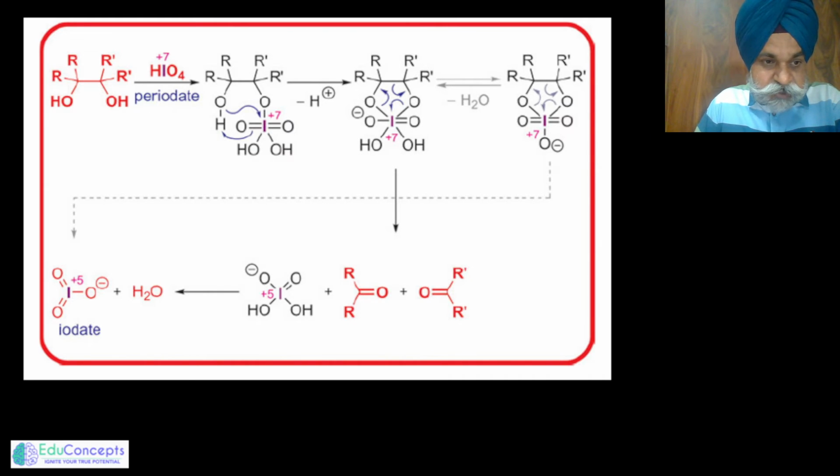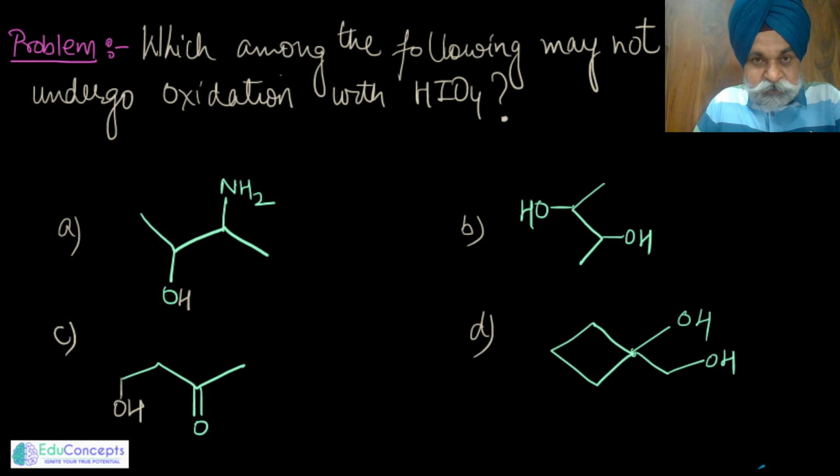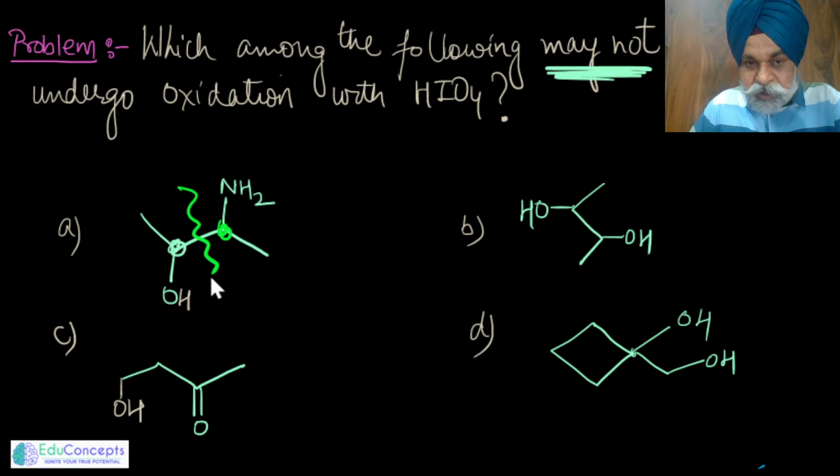Now let us do the questions very rapidly, although the video went in length, but still it is very interesting to explain the things. Which of the following will not undergo oxidation with HIO4? I could see very categorically that these two carbons can undergo oxidation because adjacent carbons are having NH2 and OH groups. Similarly this one also, because adjacent carbons are carrying the OH group.